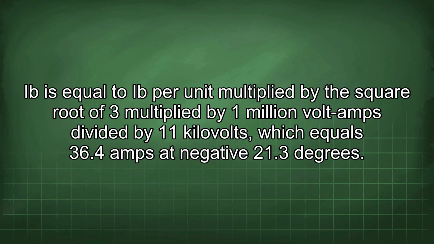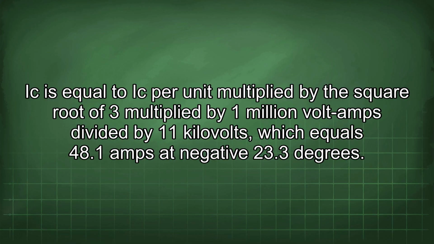IB is equal to IB per unit multiplied by the square root of 3 multiplied by 1 million volt amps divided by 11 kilovolts, which equals 36.4 amps at negative 21.3 degrees. IC is equal to IC per unit multiplied by the square root of 3 multiplied by 1 million volt amps divided by 11 kilovolts, which equals 48.1 amps at negative 23.3 degrees.